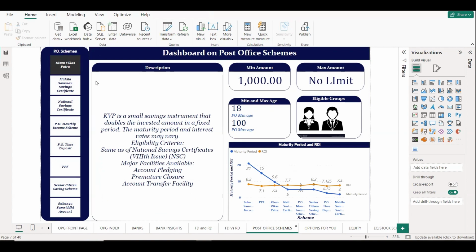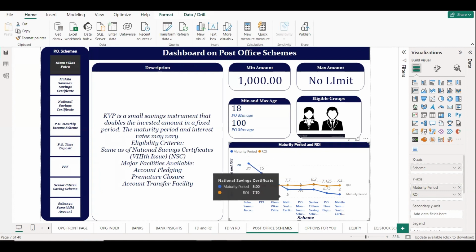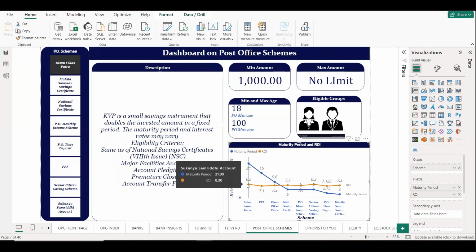It's a comparison of different post office schemes. Here you can see the minimum amount that you have to invest and the maximum amount, and a small description about what the investment scheme is about. And here you will be able to see a comparison of different investments that we have seen here. Its return is the orange line. So return is in percentage, so 8.2 percent for a period of 21 years.